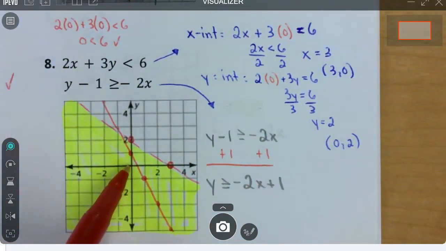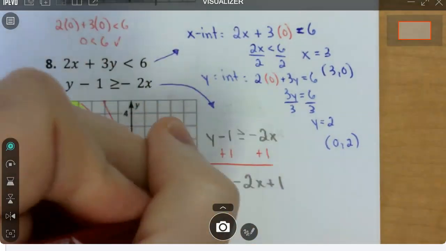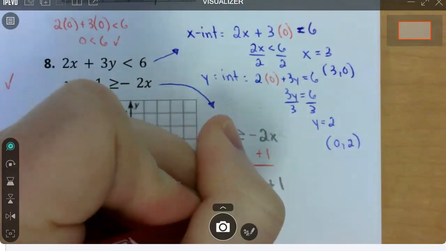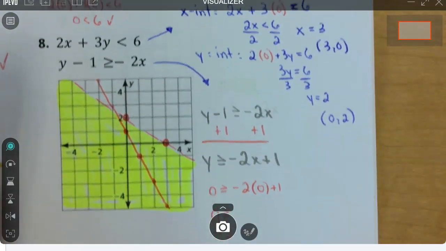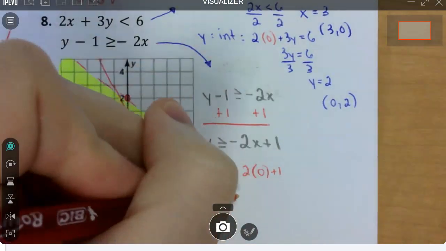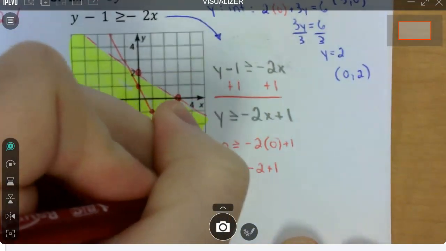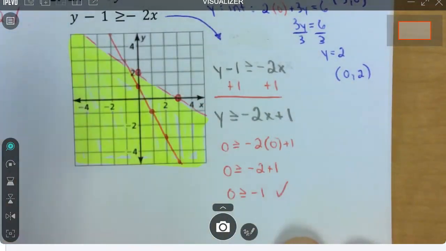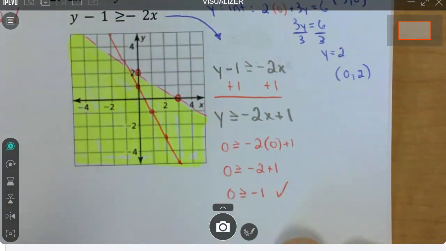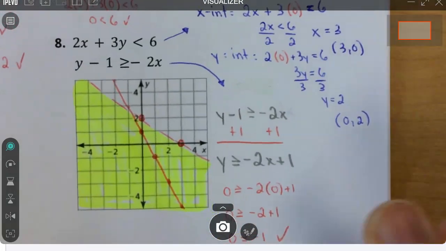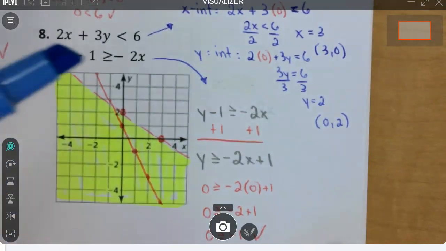Again, 0, 0 is not part of the line, so we can go ahead and test 0, 0 here. Is 0 greater than or equal to -2 times 0 plus 1? That would be 0 is greater than or equal to -2 plus 1, which then gives us 0 is greater than or equal to -1, which is true. So again, the 0, 0 region does work for this graph. So the solid line I just made, 0, 0 is right here, or below the line.